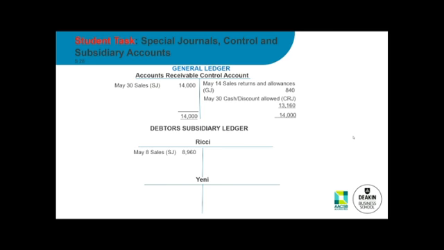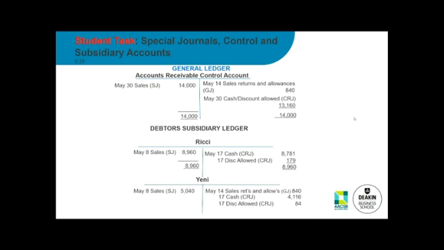For the individual debtors, Richie and Yenny, we can see that both of them have also paid after allowing for discount and returns. We can see that they've also paid in full.